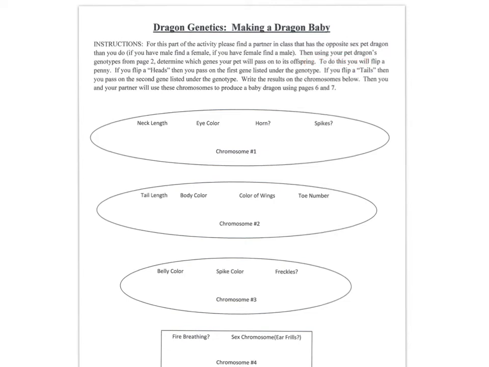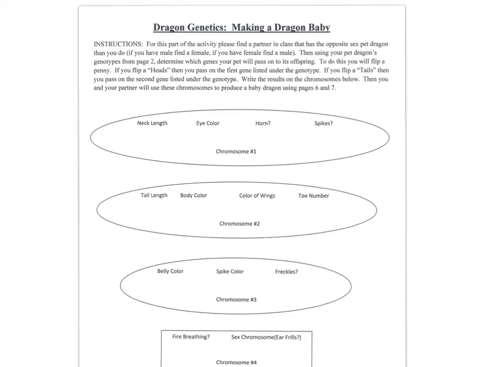Then using your pet dragon's genotypes on page 2, determine which genes will pass on to its offspring. Do this again by flipping a penny. You're going to get a coin out again. Now, it's real simple, right? If you flip heads up, then you pass on the first gene listed on your genotype. You flip tails, you're going to pass the second.